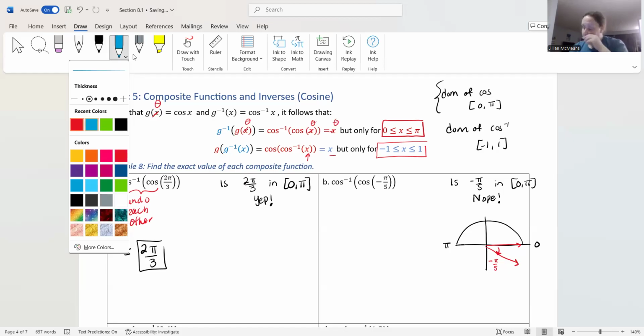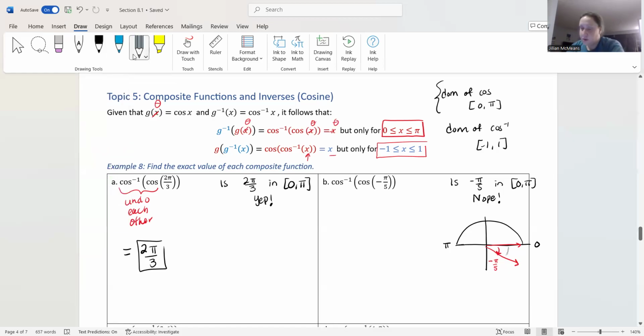Let's do that in blue. If I look at this angle right here, let's call that alpha. Well, that would just be positive pi over 5, which is in our domain restriction. Positive pi over 5 is like right here. Okay, that is in our domain for cosine.